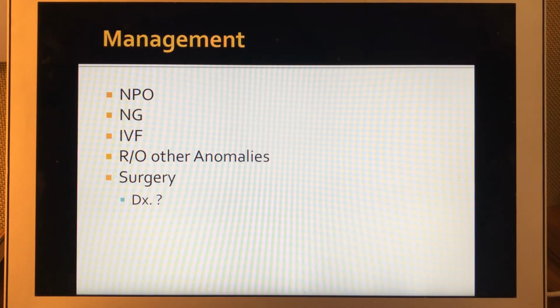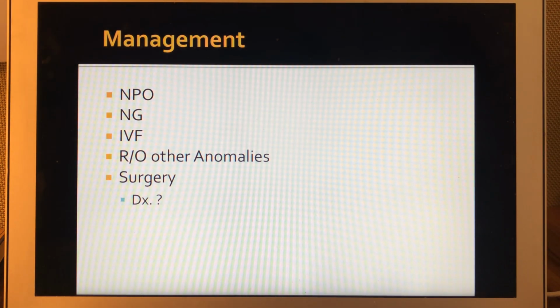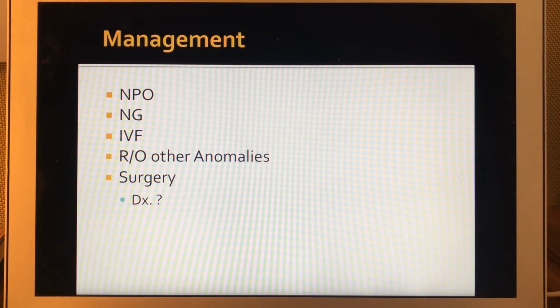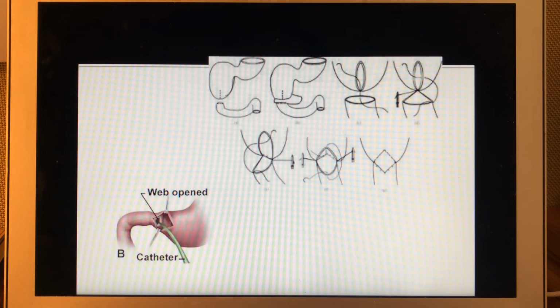Management of duodenal atresia or duodenal stenosis or duodenal web is keeping the patient NPO, inserting an NG tube to decompress the stomach, correcting the dehydration, ruling out other anomalies, which can be done across all congenital anomalies, and then preparing the patient for surgery.